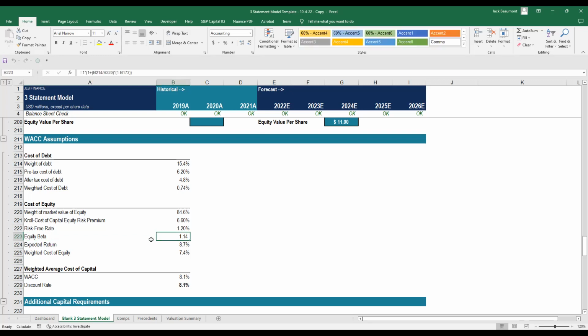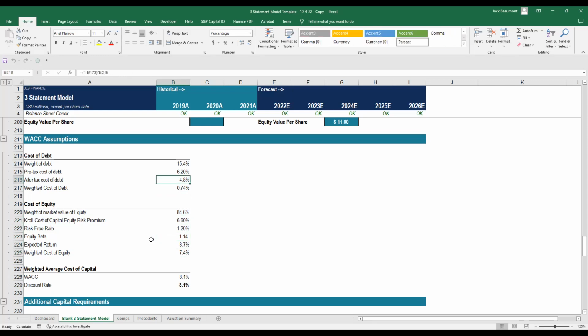So the higher this is, the higher our expected return is going to be, and the lower. So we take our beta, multiply that by our equity risk premium, sorry, and then we add the risk-free rate back into the equation, and that gives us our expected equity return, and then we use whatever the weight is, and that gives us our weighted equity.